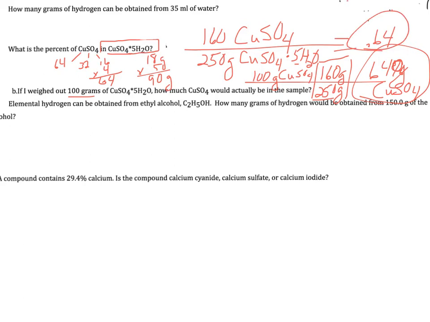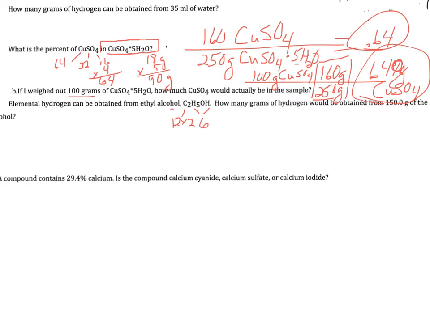Next question: elemental hydrogen can be obtained from... I think this is the same question we did in class, but again, what we need to do is come up with the mass of this. So it's 12 times 2. There are 5 hydrogens there and 1 hydrogen there, for a total of 6 hydrogens.